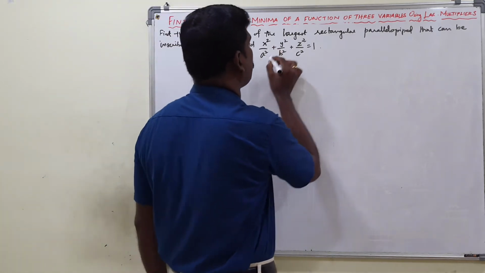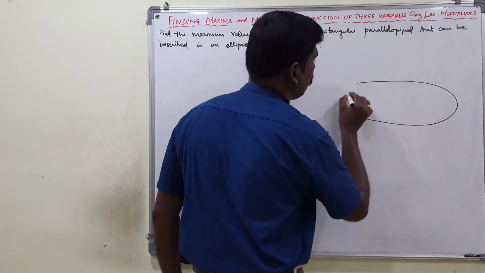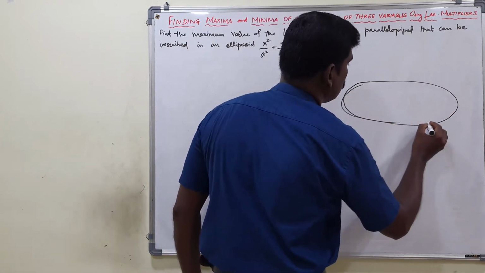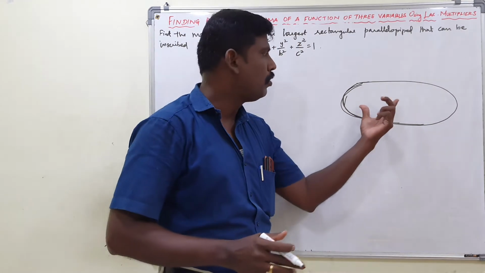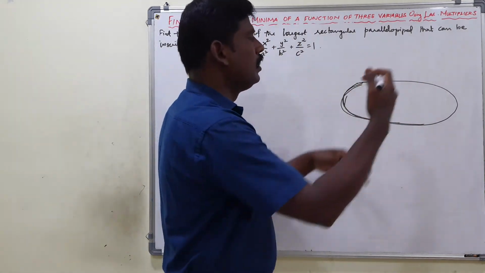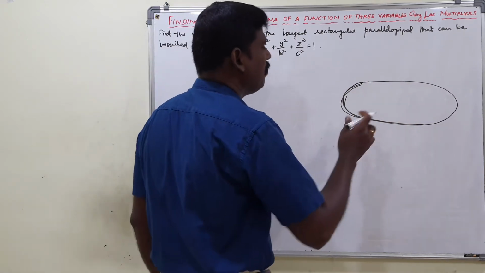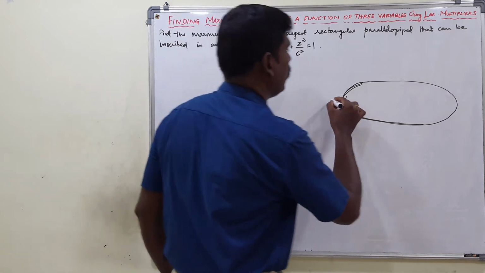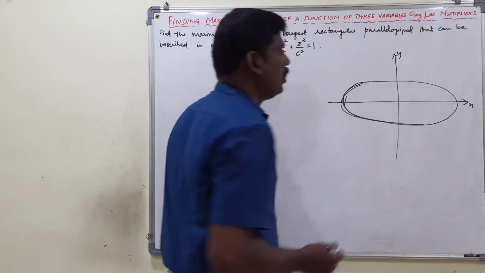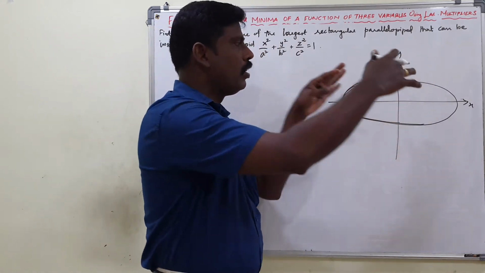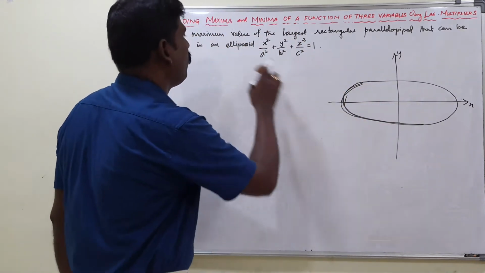What do you mean by ellipsoid? x by a square plus y by b square plus z by c square. Isn't it? This is an ellipse. A 3D type of ellipse is called an ellipsoid. Here it has only 2 dimensions, x and y alone. In 3D, suppose a balloon is in the shape of this one, then it is an example of an ellipsoid.